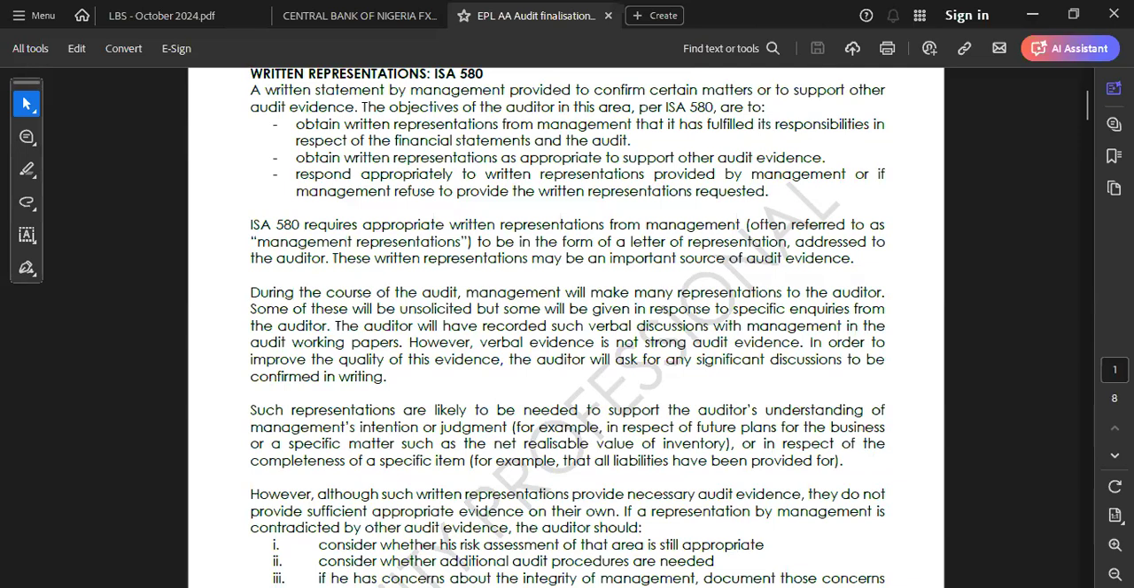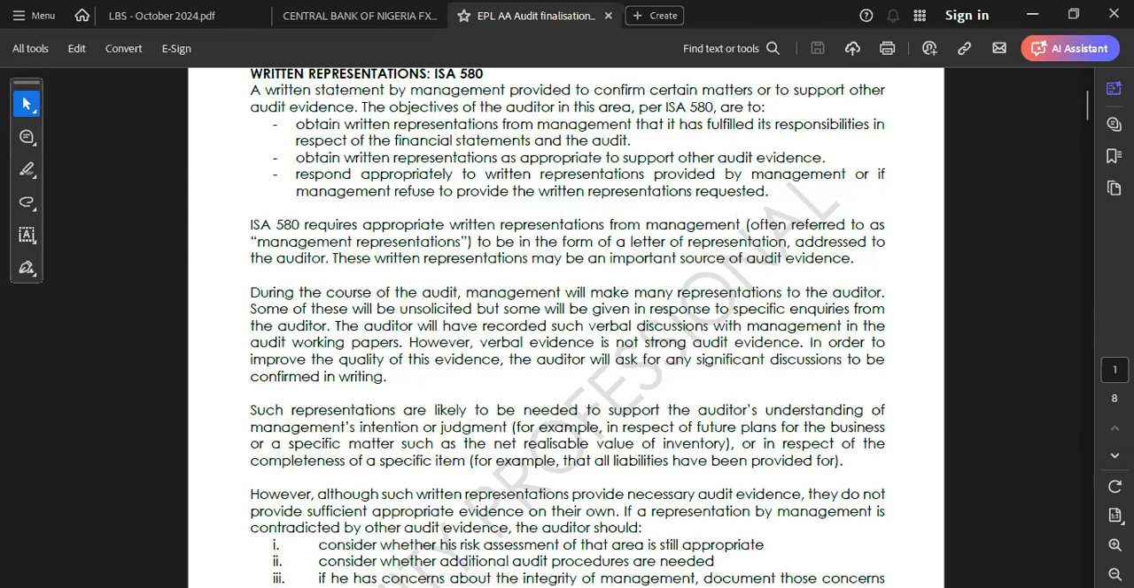Oh, why is this thing like this? During the test of control, why is this like this? Management, or the person assisting the auditor in the course of the audit, will be giving verbal explanation. The reason why this branch is closed down for now is this. There will be so many verbal discussions between management and the auditor, and the auditor will be noting them down in his audit working paper.